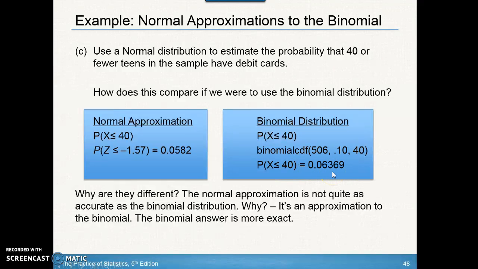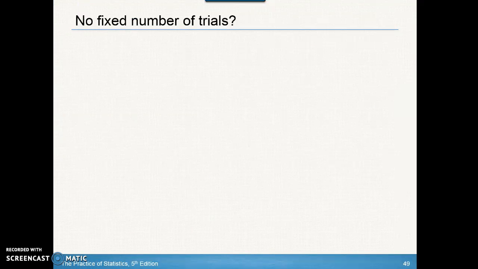So on the AP exam, you don't have to know how to use the normal approximation. You can always use the binomial distribution. That's totally fine. You will see this maybe sometimes in your homework and other places, so just so you recognize where that's coming from.